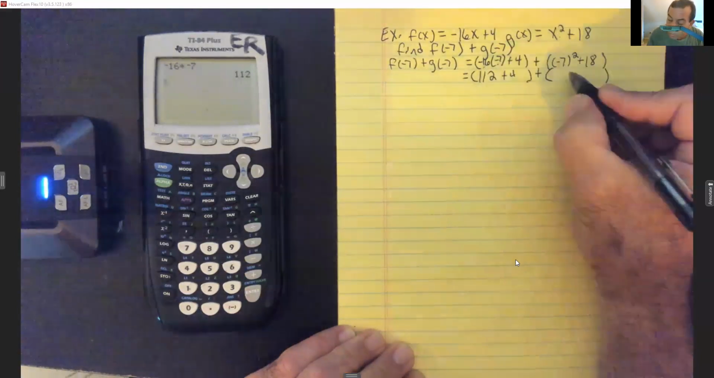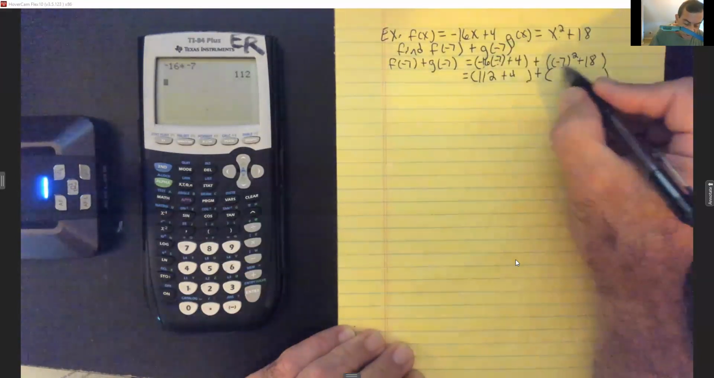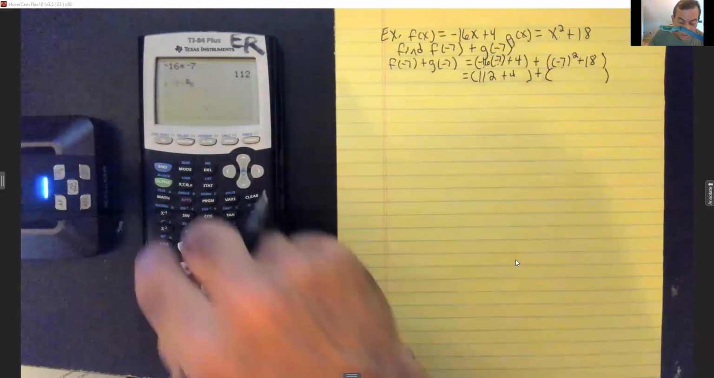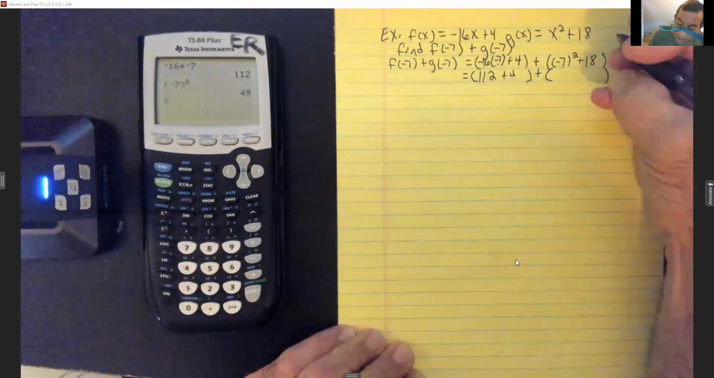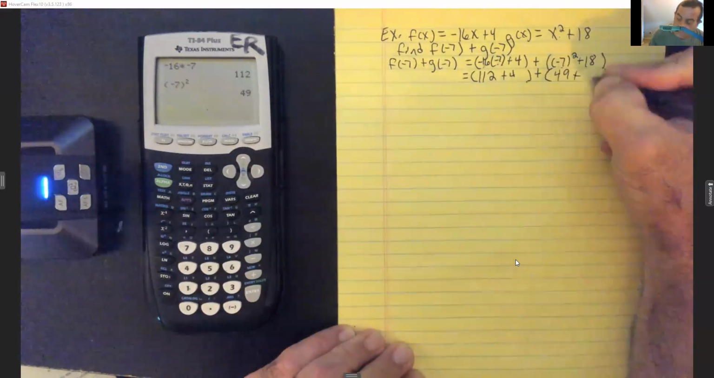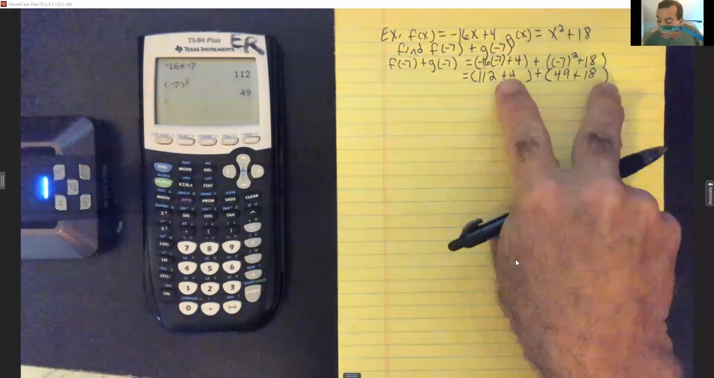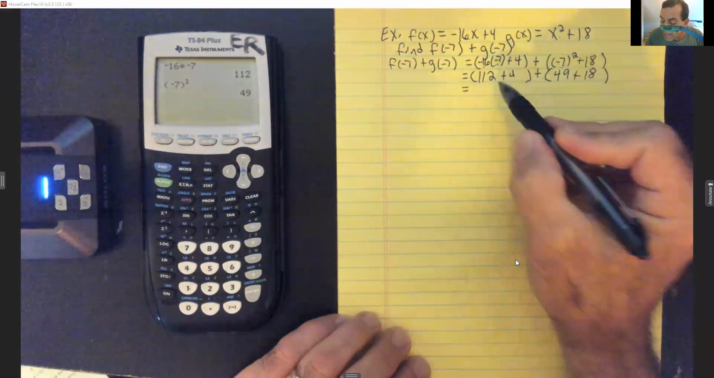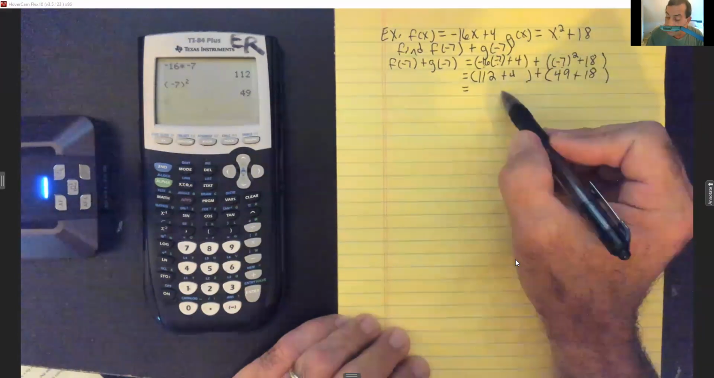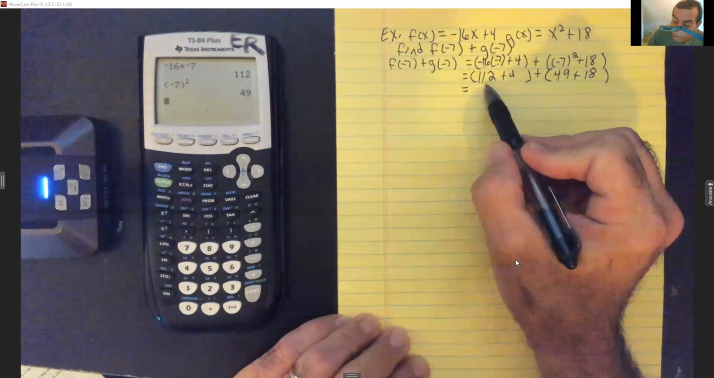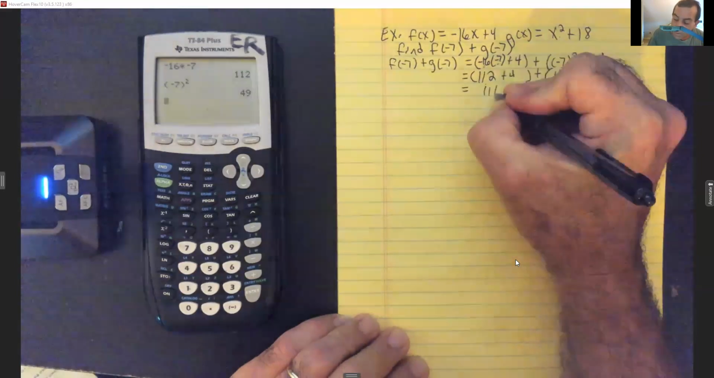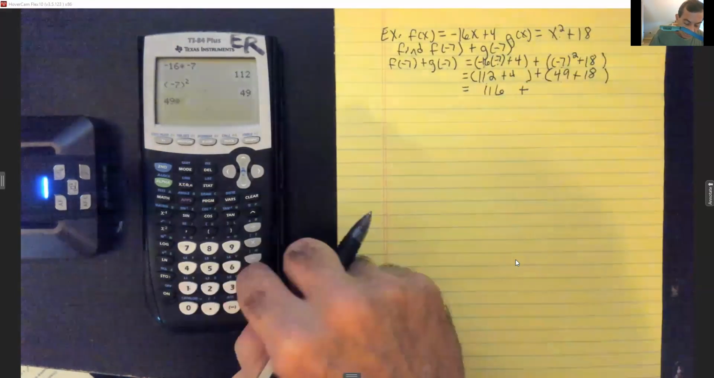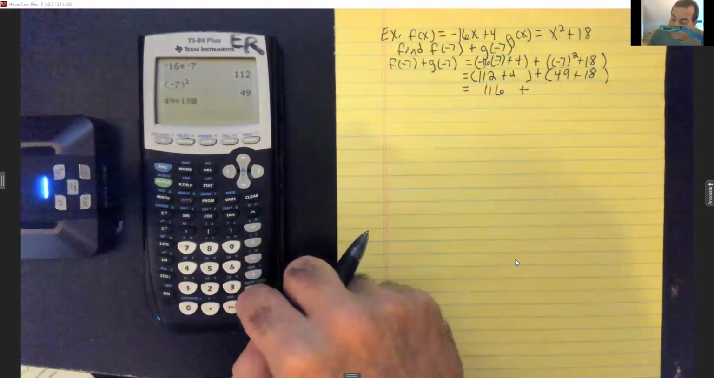Over here, I'm going to figure out what negative 7 squared is. So parentheses, negative 7, square that is going to equal 49. So that gives me 49 plus my 18. Now notice, you can still work inside these parentheses, but since this is the last step, I can now drop the parentheses. So 112 plus 4 would give you 116, plus 49 plus 18 is 67.